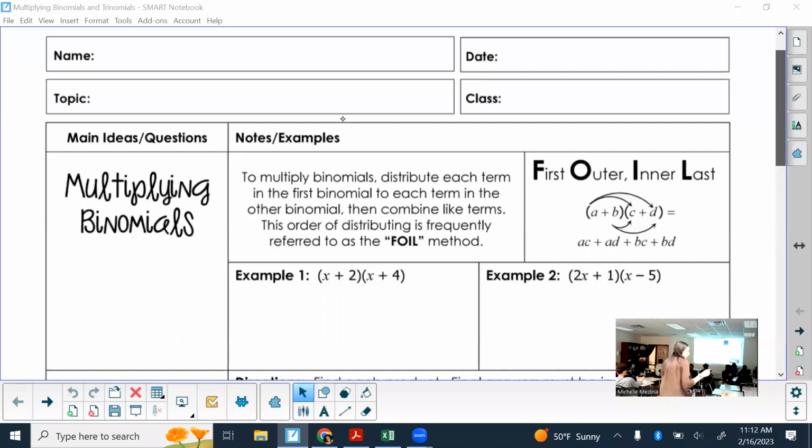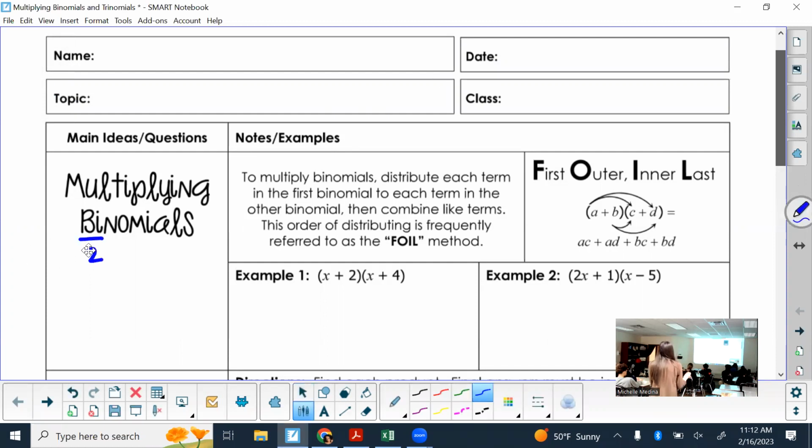What's a binomial? What does the prefix bi mean? 2. So 2 what? So binomials in this case are 2-term expressions. So when we're multiplying binomials, as in more than one, we have two-term expressions.